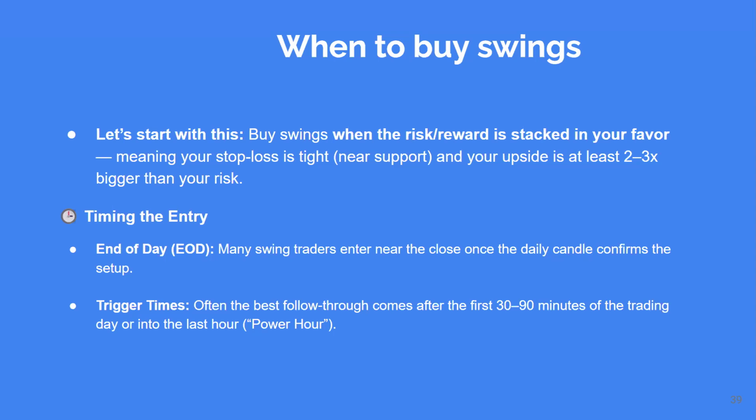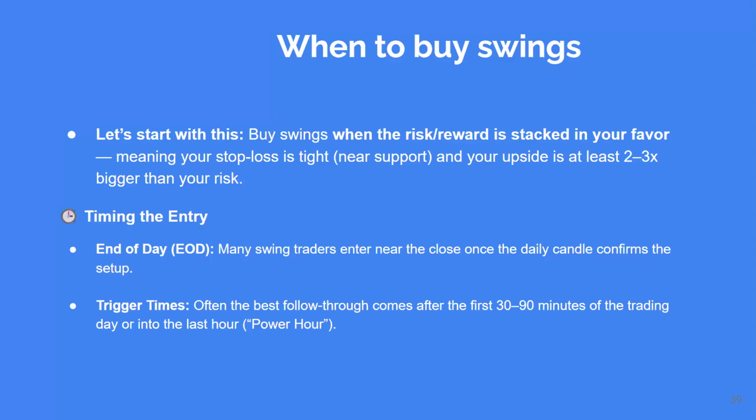All right, so when to buy swings. Let's start with this. Buy swings when the risk to reward ratio is stacked in your favor, regardless of what any kind of indicator is telling you, right? You have to know your system and your setup, to know exactly where your entry is, where your stop is, the way I showed you on the Qs, and to know where the upside resistance or downside support is if you're taking a short. And make sure that you position size for that.